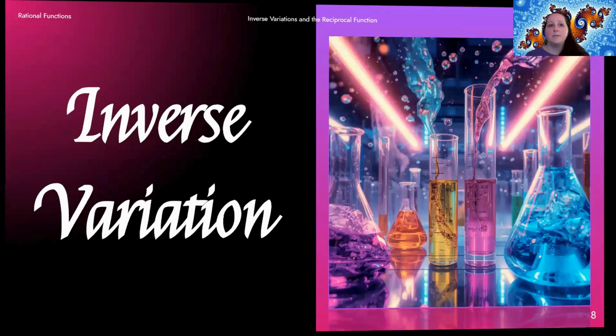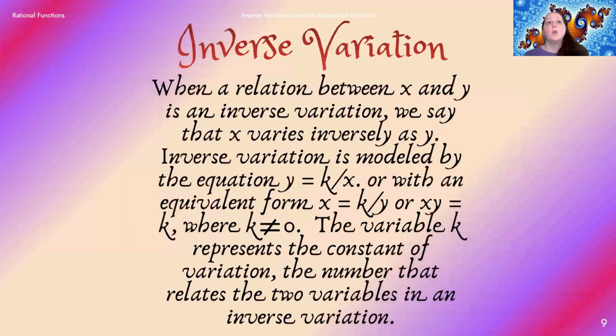Inverse variation. When a relation between x and y is an inverse variation, we say that x varies inversely as y. Inverse variation is modeled by the equation y equals k divided by x, or with an equivalent form, x equals k divided by y, or xy equals k, where k cannot equal 0. The variable k represents the constant of variation, the number that relates the two variables in an inverse variation.